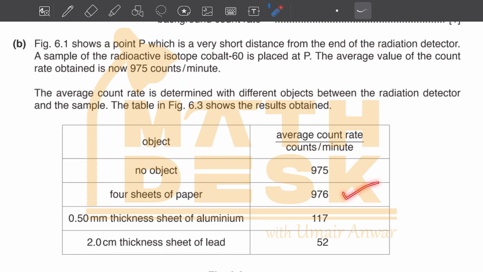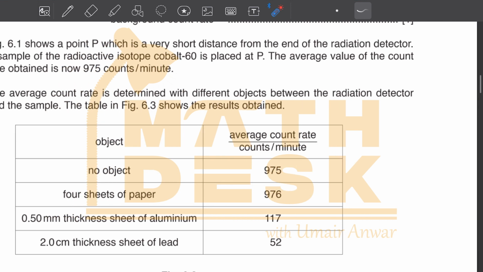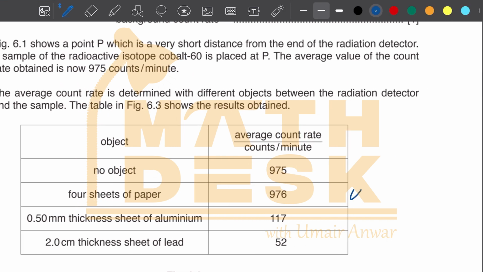The count rate does not decrease. Now remember, these 4 sheets of paper are able to block alpha particles if alpha particles are being emitted in this radiation. So when we place the paper and we note that the radiation count is not decreasing, it means that the radioactive substance is not emitting alpha particles. So we can conclude here that alpha particles are not being radiated or emitted by the substance.